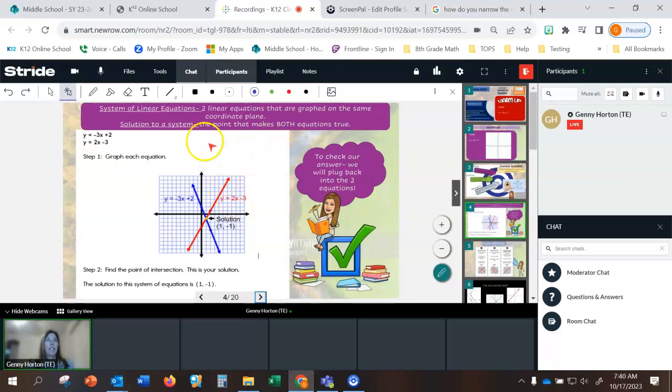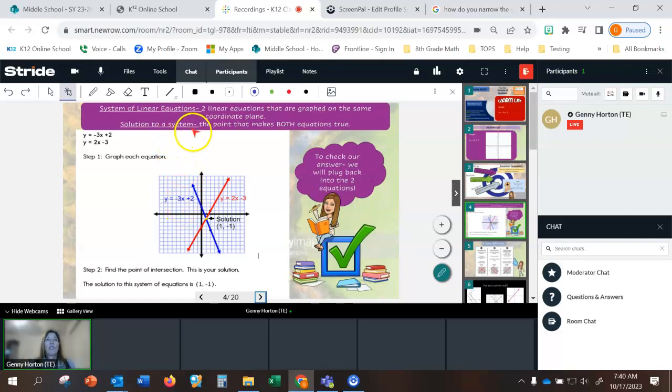Okay, so here it is. A system of linear equations is two linear equations that are graphed on the same coordinate plane. Here's an example. You have the red one, which is y equals 2x minus 3, and the blue one, which is y equals -3x plus 2.